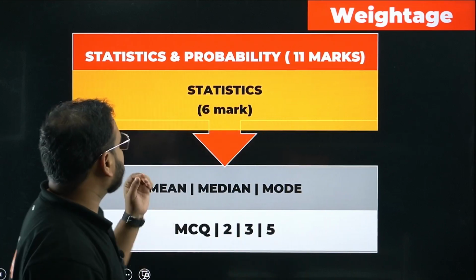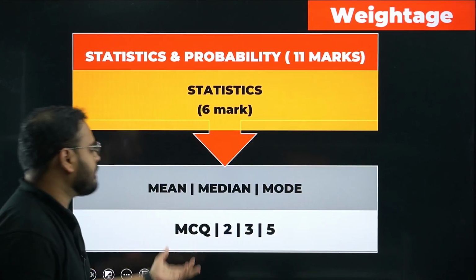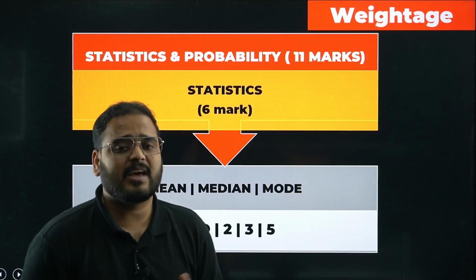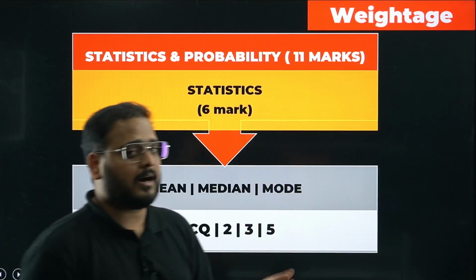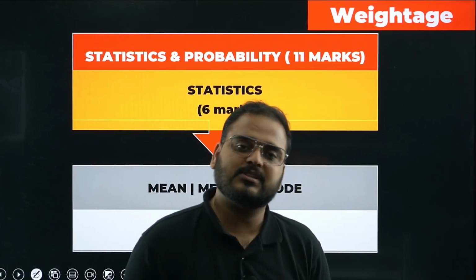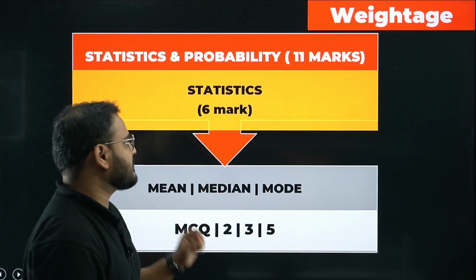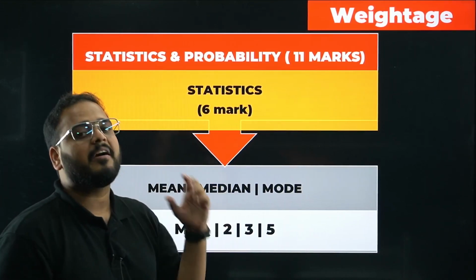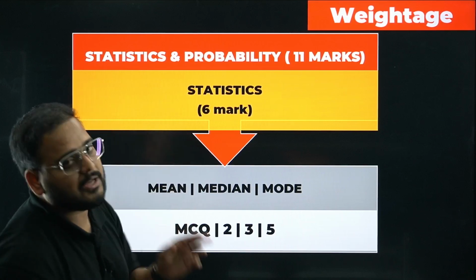Now, the questions, if you see over here, come in the category of MCQ, 2 marker, 3 marker, 5 marker. I haven't seen a question coming as a case study based on this, but they can ask. It's not like they cannot ask, they can ask questions in case study also. But in the past papers that I've seen, the most likely questions come in the MCQ, 2 marker, 3 marker and 5 marker categories in this particular chapter.